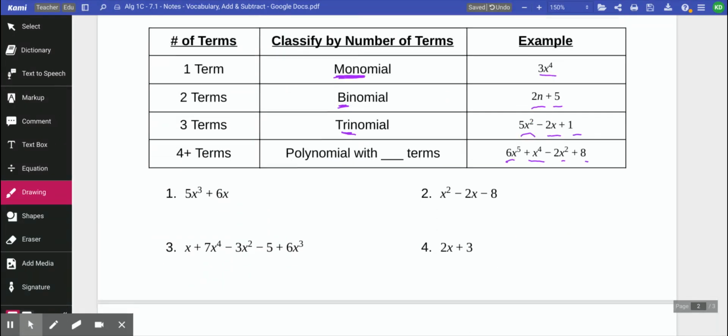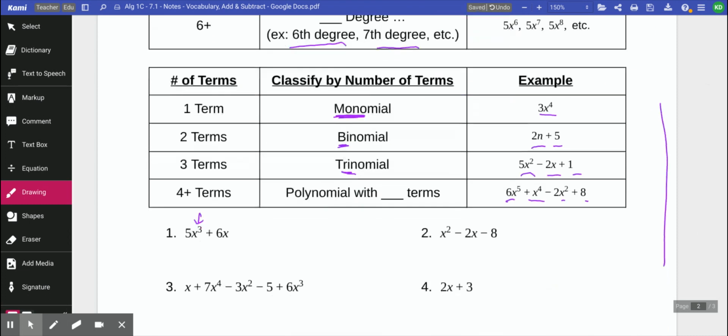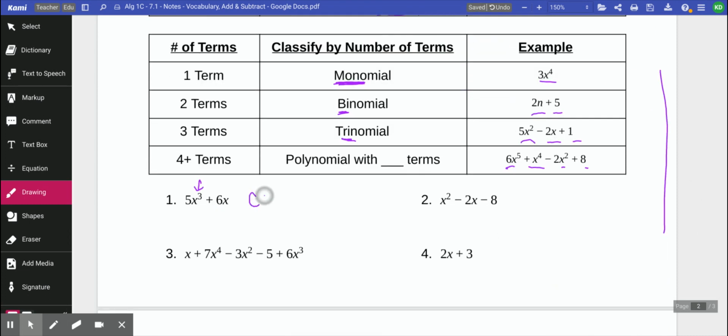So let's do a couple of examples down here. So remember, we're going to look at our charts and we have to classify by degree first and then by number of terms. So degree is, if they're in standard form, should always be the first exponent. So degree of 3, if we look at our chart up here, degree of 3 is cubic. Okay, so a cubic, how many terms are these? So this is 1, 2 terms, so it is a cubic binomial.